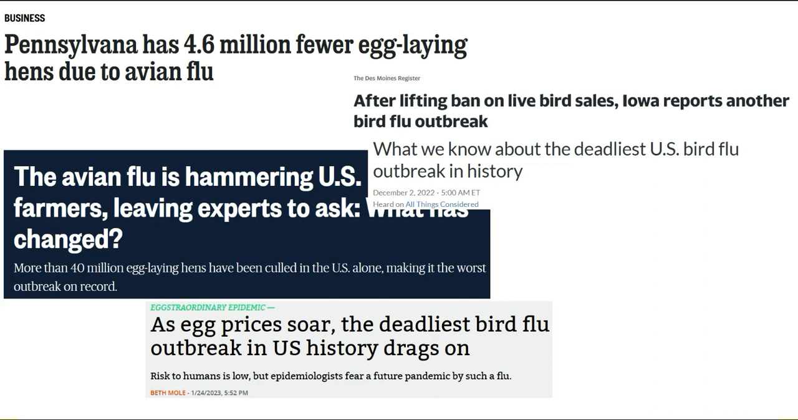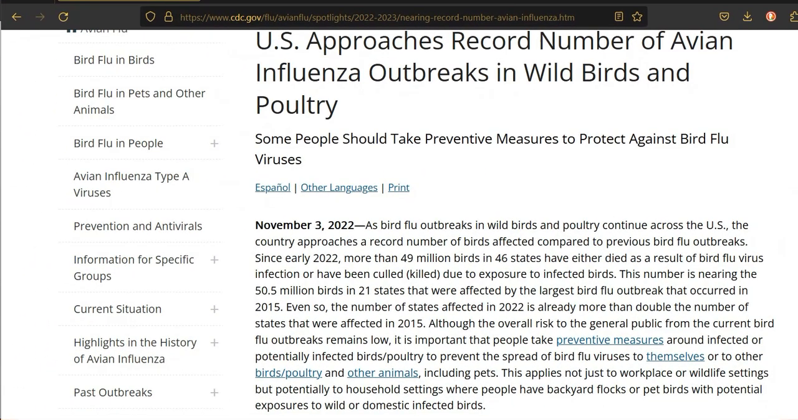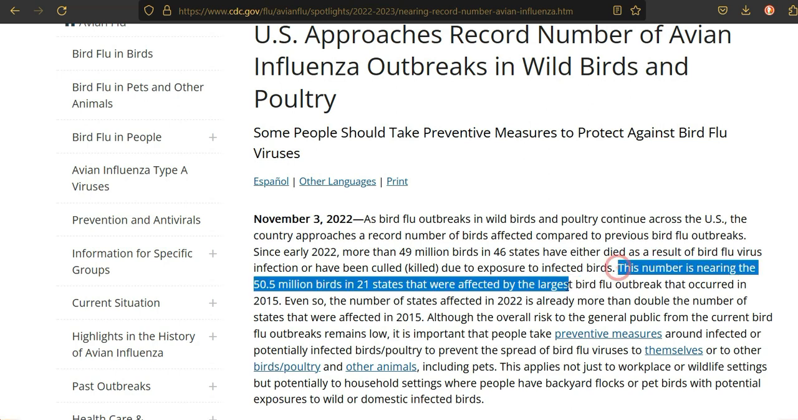occurring with eggs. Now, I'm not any sort of bird flu expert, I'm not a poultry economist, but if we do some quick searches, we can see that there's been over 58 million poultry affected as of January 25th, 2023. And this is from the CDC. If we look at another report from the CDC, there's been a record number of birds with avian flu this year. The CDC shows that we've surpassed the record from 2015 by over 8 million.